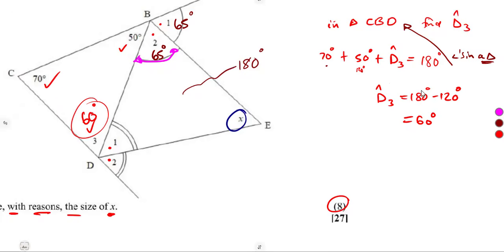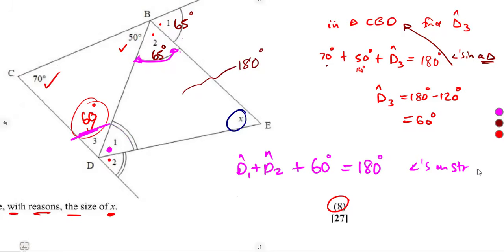That's our angle D3. So to find the angle D1 and angle D2, we are going to use the same concept as we used here to find angle B1 and B2. It is the same thing because we are told that they are equal. So angle D1 plus angle D2 plus the 60 degrees must give us 180 degrees. We find angle D1. We are focused on the angle inside the triangle. By finding this, you're done. This one is about angles on a straight line.